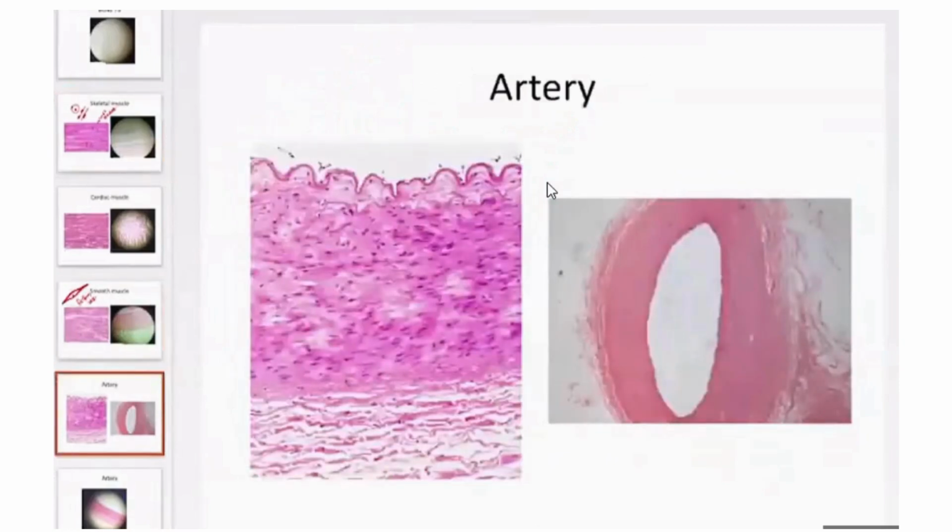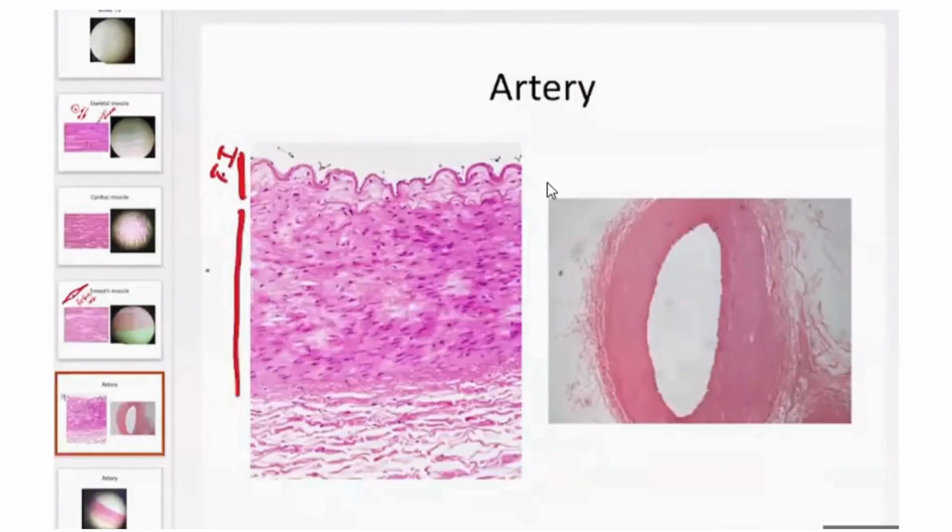Blood vessel structure. Artery: the function of an artery is to carry oxygenated blood, oxygen and nutrients. The layers of a blood vessel are tunica intima, tunica media, and tunica adventitia. So these are the 3 layers of a blood vessel.